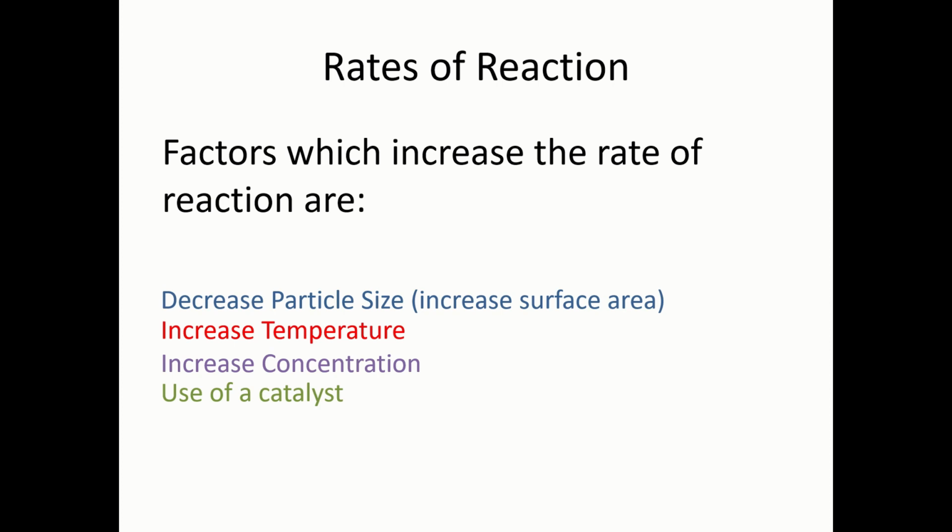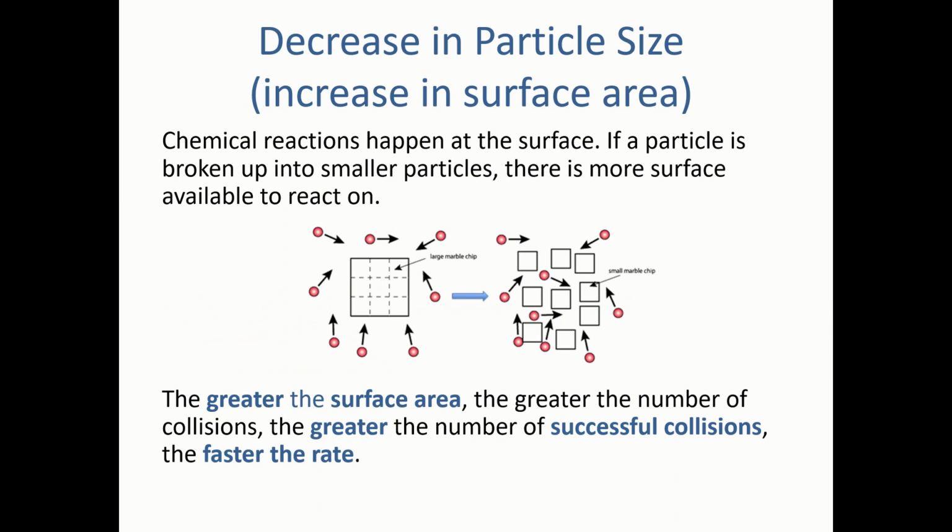Now, the particle size we should already know from National 5, but I'll just put that on the screen for you to have a wee look at. So if I have a large particle, what I'm saying here is these solid lines are the edges of my particle. So the edges of that particle and the face of the particle are the only places that those collisions can occur.